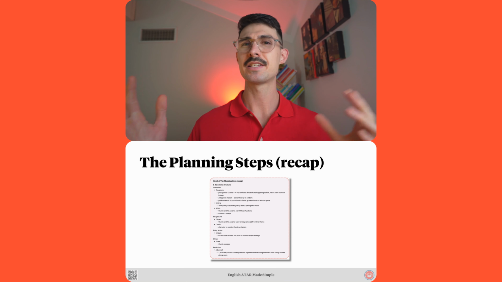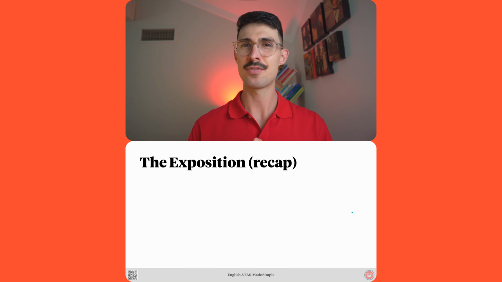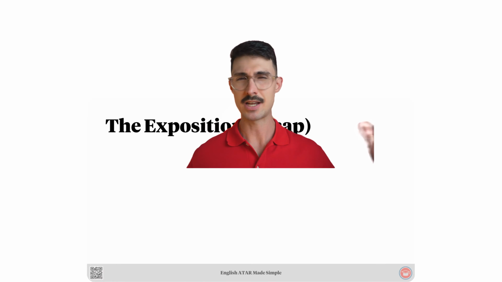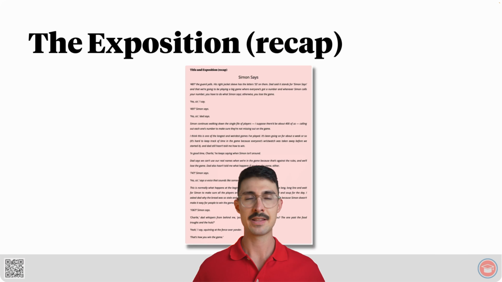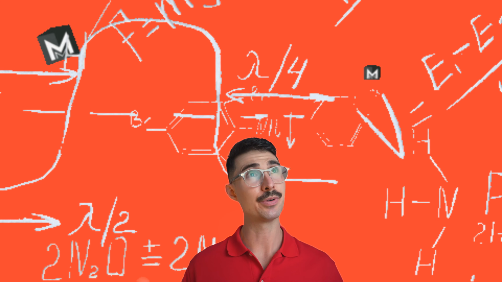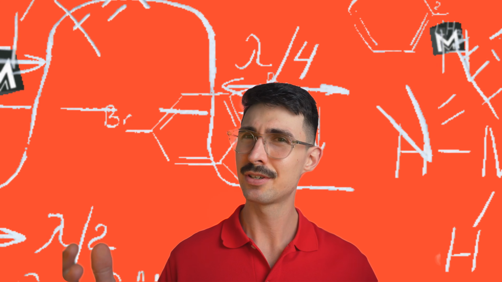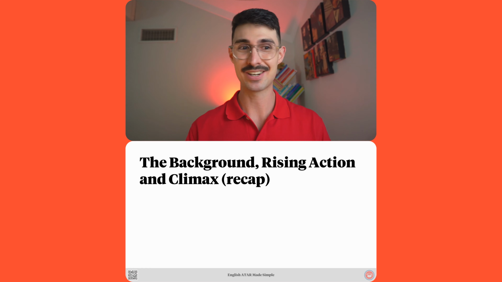These are the sections of this story that we have already analyzed in previous lessons. Starting with the exposition two lessons ago, the story is called Simon Says. Then we had a look at the background, rising action, and climax sections.